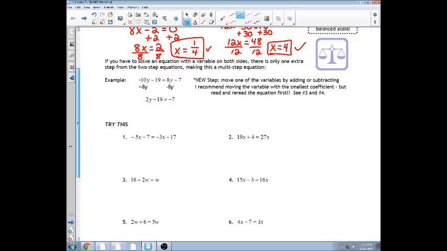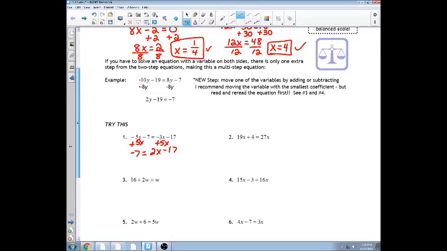The first step is to move one of the two variables. What I like to do is try to keep my x positive. So in this case, I'm going to move my negative 5x over to my negative 3x by adding the 5x. That would give me negative 7 is equal to positive 2x minus 17.